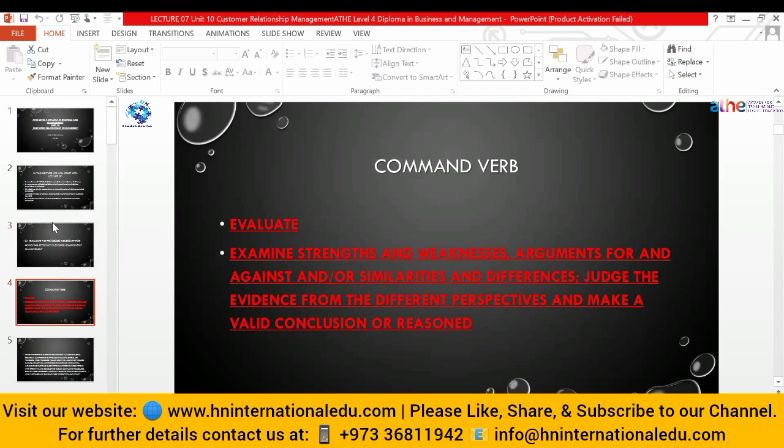It means strengths and weaknesses, arguments for and against, similarities and differences, judging the evidence from different perspectives, and making a valid conclusion or a reasoned judgment. So this is the meaning of the term evaluate.